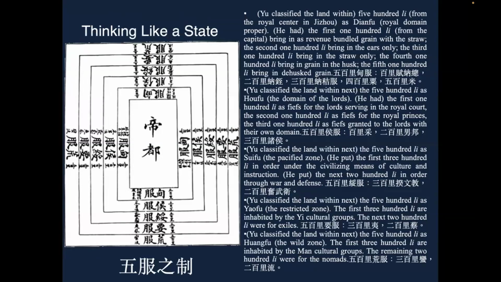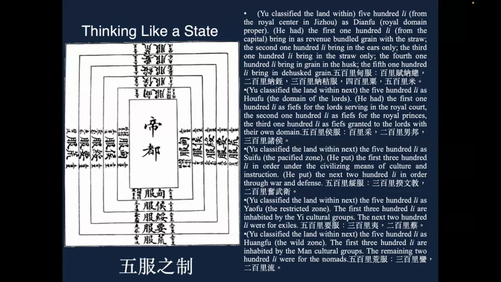Also in this text, it has the system of 5 fu, the 5 tiers beyond the capital. So the hinterland has the following tribute obligations, and the more distant peripheries have other obligations. So again, it is a spatial classification with quantitative implications, and many anthropologists have used this chart, including Marshall Sahlins, to depict the Chinese mind, and also argue how impractical the system is.